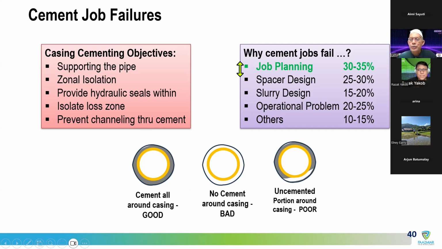Okay. So in terms of cement failure, job planning is about 30% failure, say the most. If you plan the job improperly in terms of the pumping, establishment of cement, the mixing of cement is not right, and then the centralization of cement is bad, then you're in trouble. 35% failure because of poor planning.